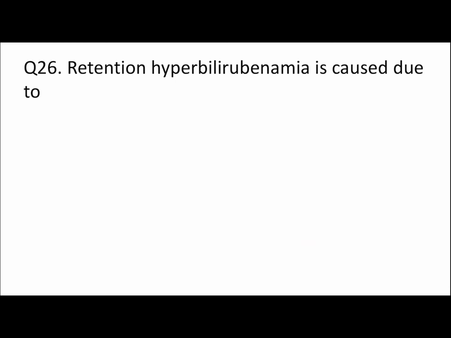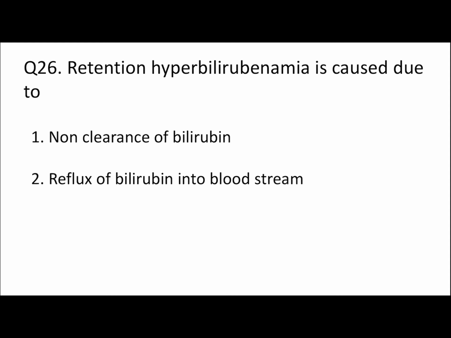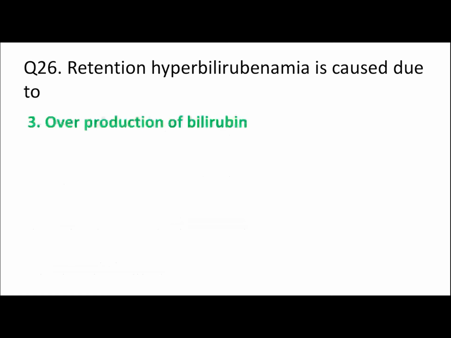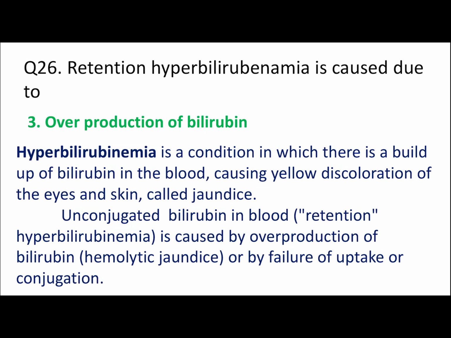First, retention hyperbilirubinemia is caused due to non-clearance of bilirubin, reflux of bilirubin into bloodstream, overproduction of bilirubin, or choleric jaundice. Here, retention hyperbilirubinemia is caused due to overproduction of bilirubin. Hyperbilirubinemia is a condition in which there is a build up of bilirubin in the blood, causing yellow discoloration of the eyes and skin, called jaundice. It means bilirubin is in high concentration in our blood, above the normal concentration.